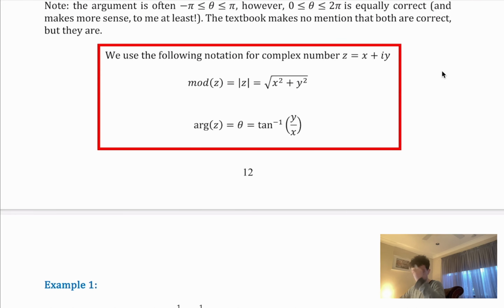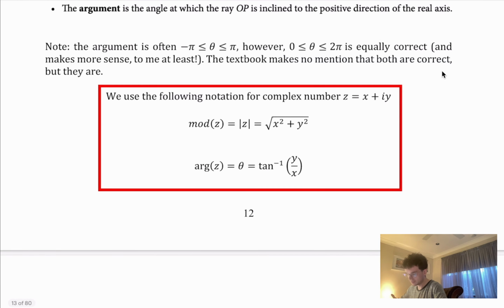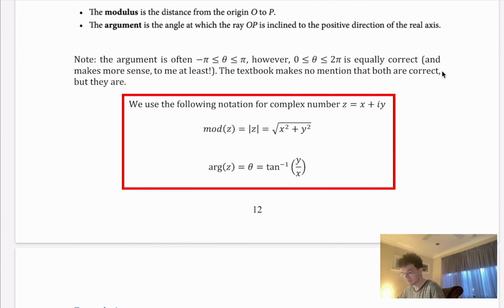Now, we can use the following formulas to figure out the modulus and the argument of a complex number. The modulus is simply the magnitude of the vector, which is found by the square root of x squared plus y squared, and the argument is always found by going tan inverse of y on x, and of course we have to then consider what quadrant it's in, but we'll get to that later.